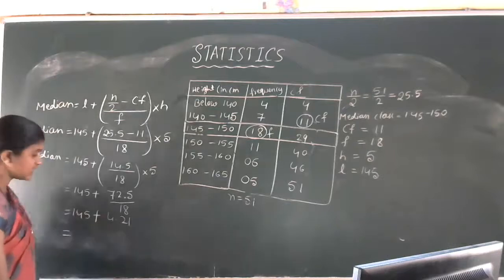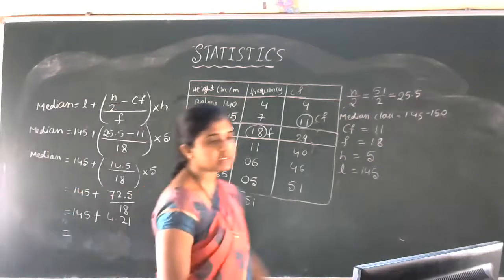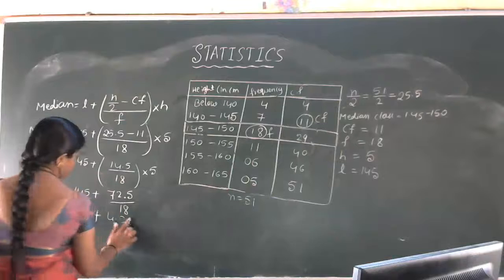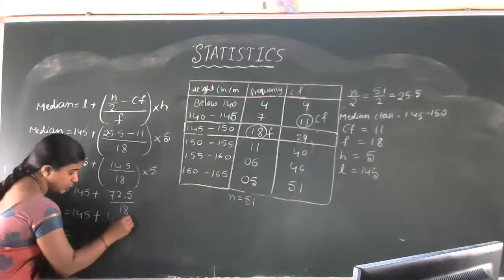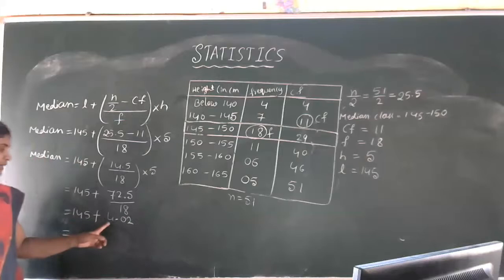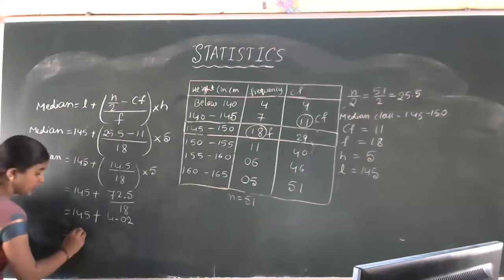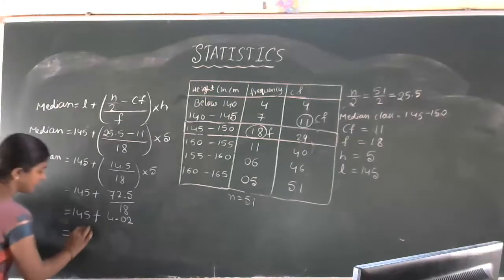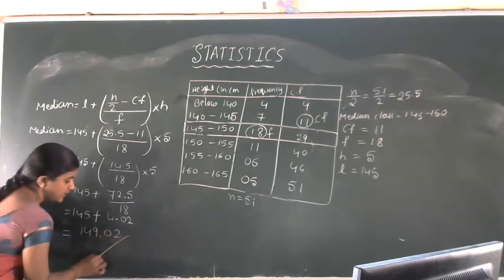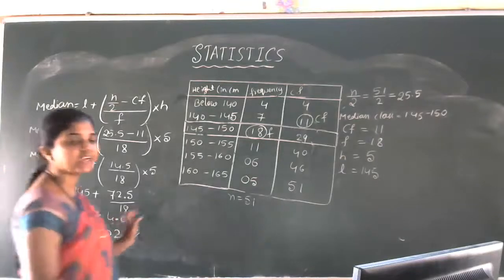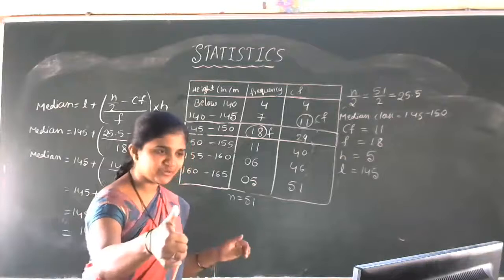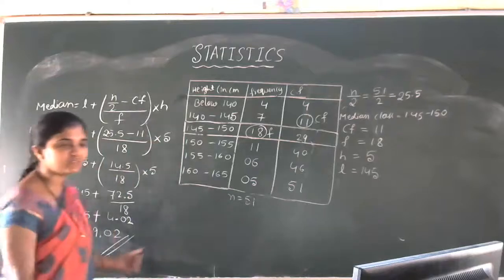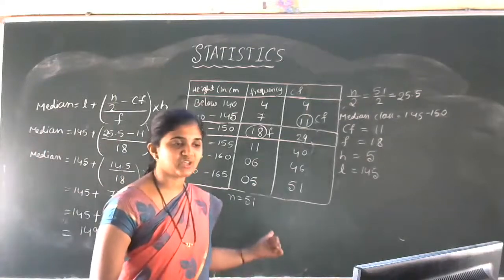Akshay is telling 4.21, so which is the proper answer? All are sending 4.02. Okay, 4.02. Now 145 plus 4.02 is 149.02. So this is the median of this data. Got the idea? Thank you so much. Very simple, no students, the median concept. A sure 3 marks question, median.